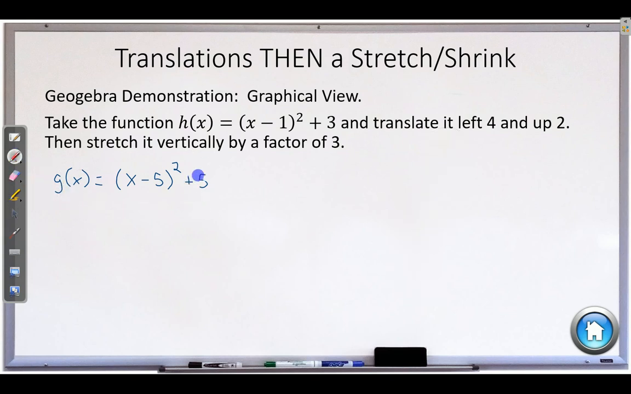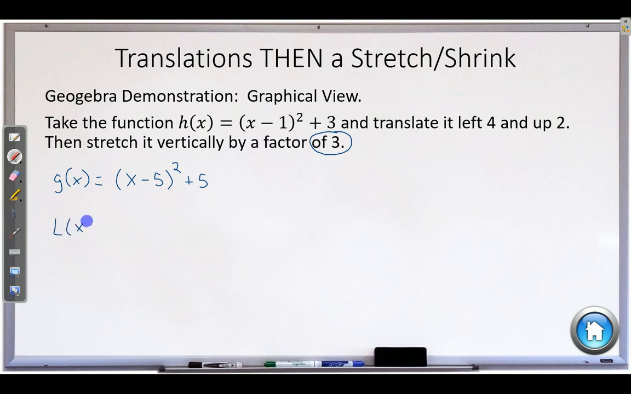So we have our side to side and our up and down taken care of. We're now going to do one more transformation here. Stretch vertically by a factor of 3. That means I'm going to change g of x. So let's do another name here. Let's call it h. Oh no, we already have h, my bad. Let's call this one L, just for the fun of it.